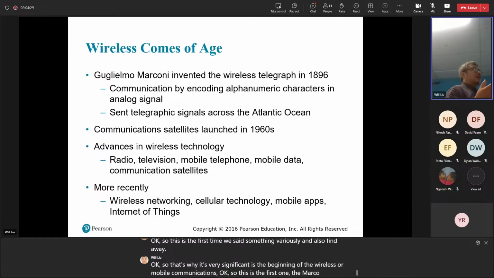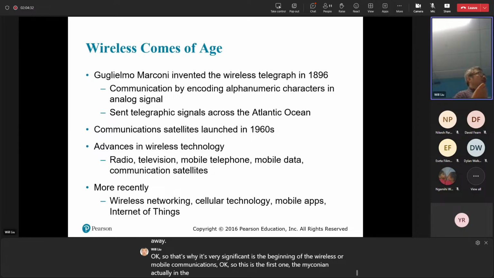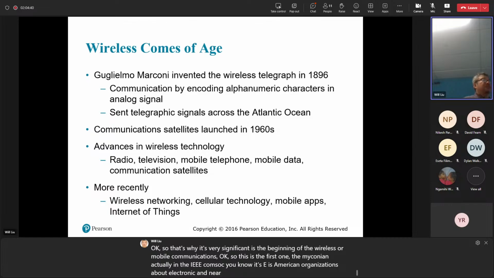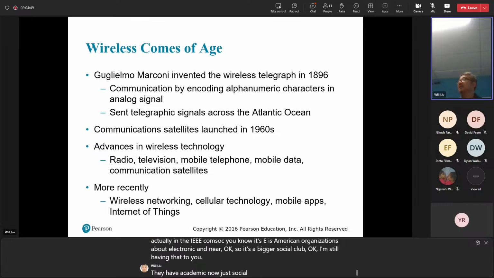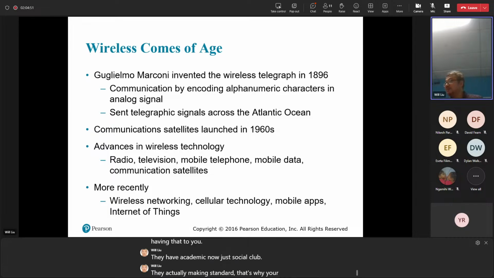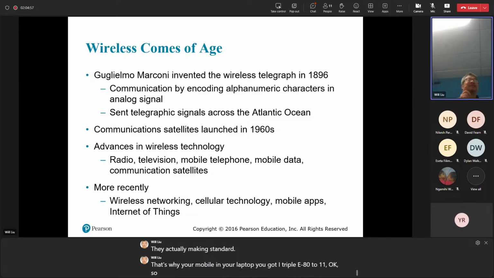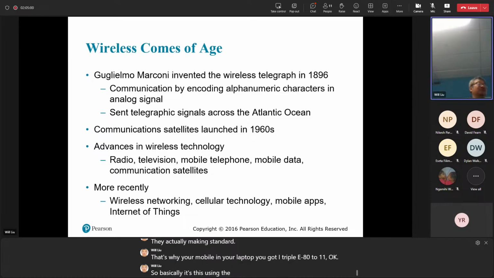Marconi is also honored in the IEEE ComSoc. IEEE is an American organization for electronic engineers. It's a big social club, but they have industry and academics too, not just a social club. They actually make standards. That's why on your mobile and your laptop, you see IEEE 802.11. This institute made the 802.11 standard, which is for the wireless LAN, WLAN. This is how significant it is.